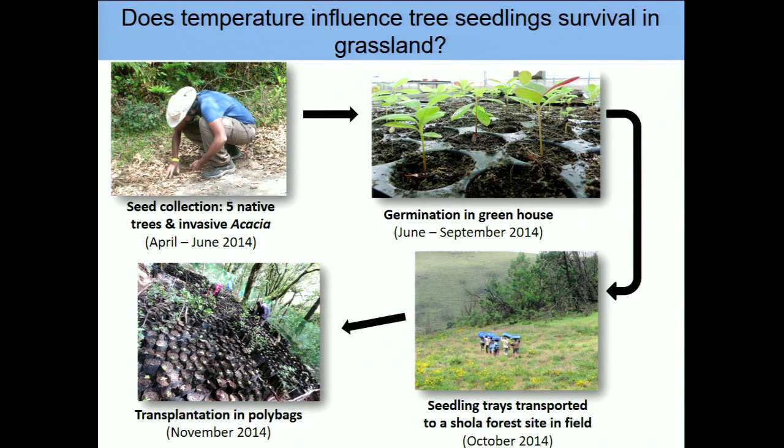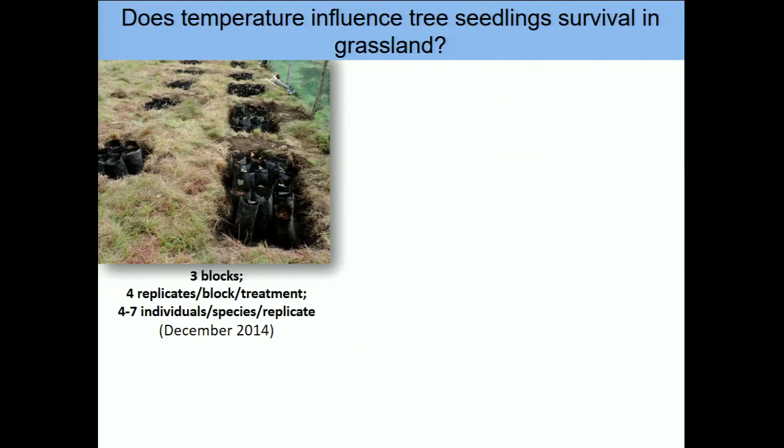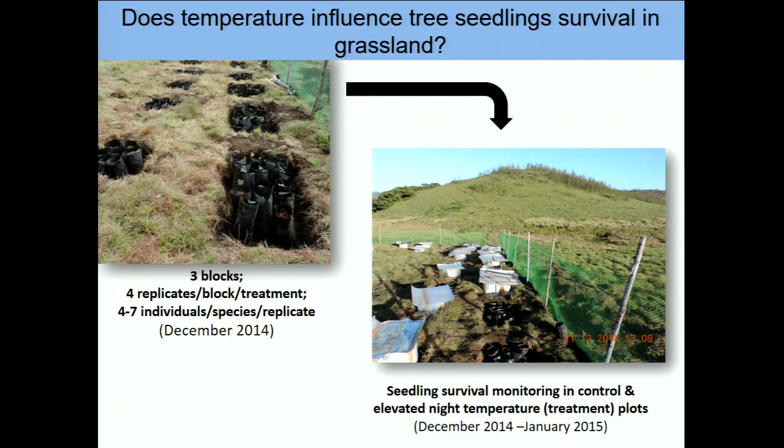We allowed them to acclimatize for 1 month and parallelly in the grassland, we selected 3 blocks spaced apart from each other by 100 meters. Within each block, we had 4 replicate plots as control plots and 4 other plots as experimental warming plots. And we placed the seedlings in these plots based on their available number, so basically 4 to 7 individuals of each of the species per replicate plot. During the experiment, we left control seedlings in control plots as they are, as we can see here, and exposed them to the ambient weather.